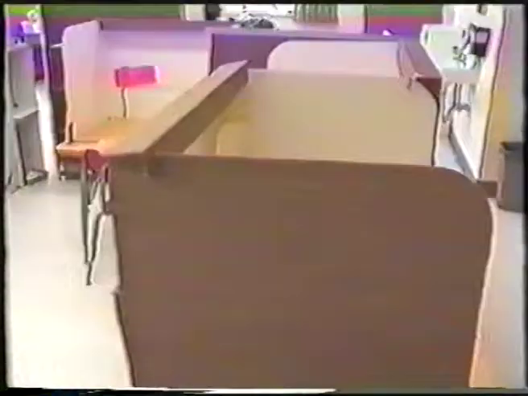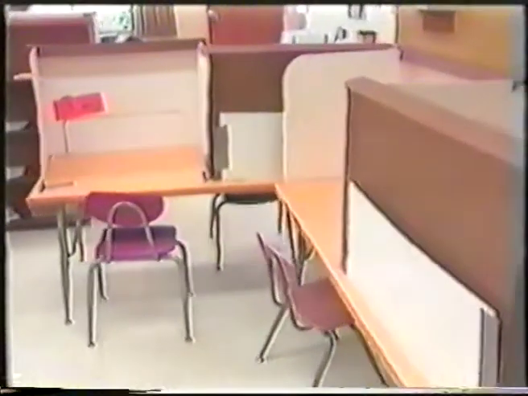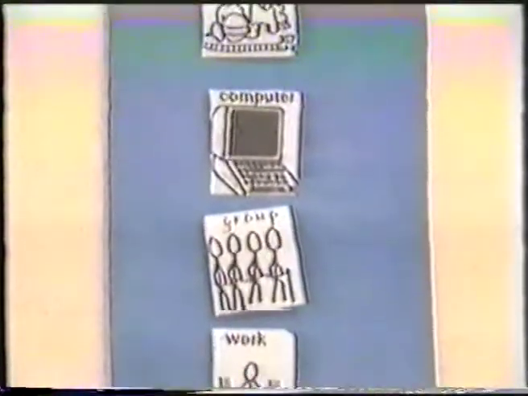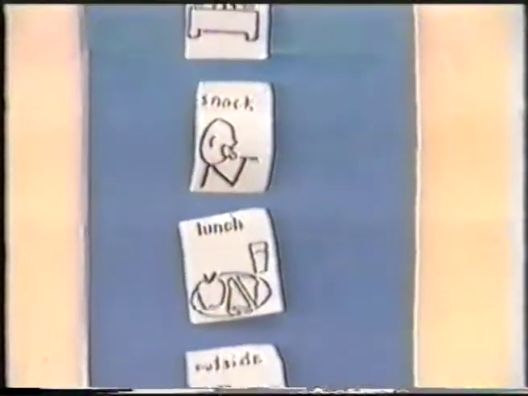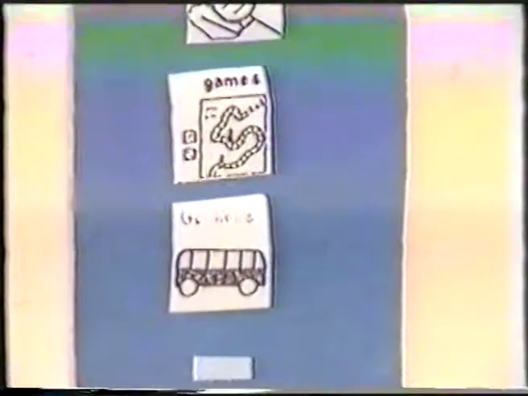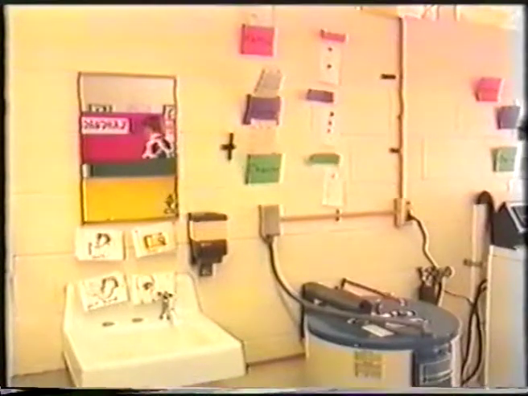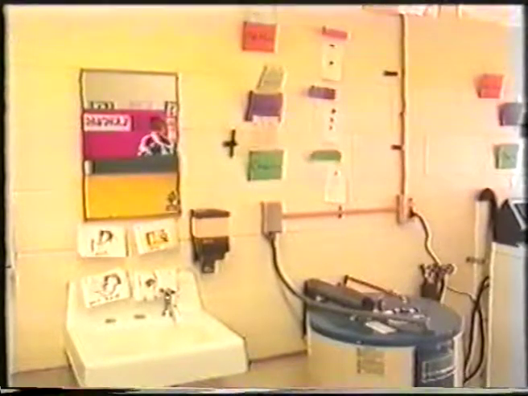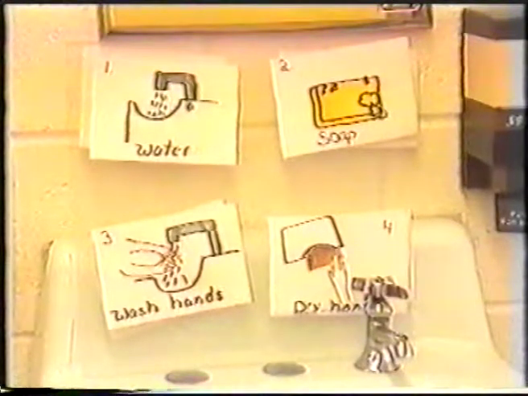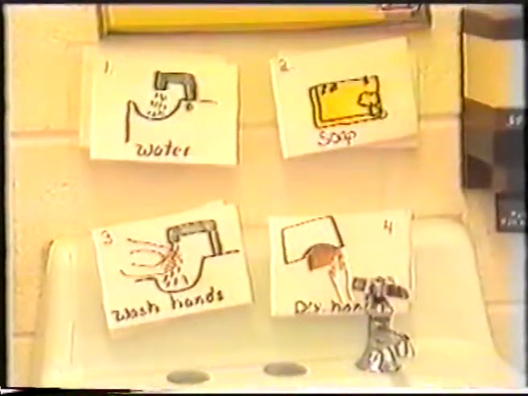The desks are also laid out carefully. These are the schedule boards. These cards mark the bathroom. Water, soap, wash hands, dry hands. The sequence for washing hands is clearly indicated.